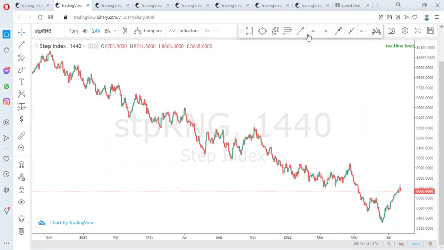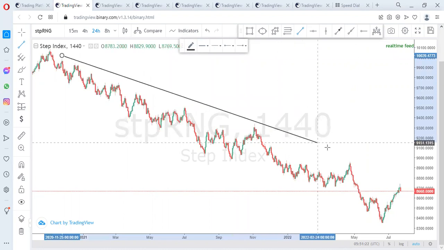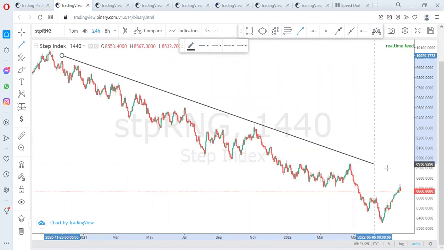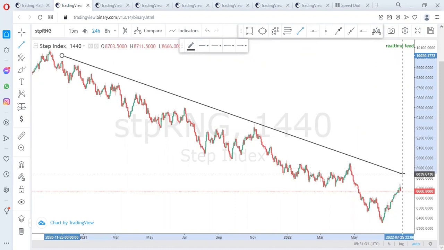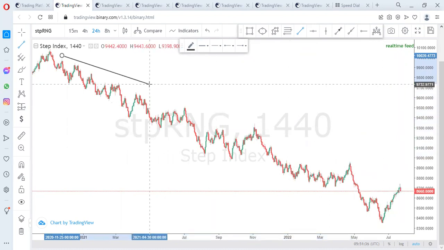If you look at step index from the higher time frame, this is TradingView on binary.com. It doesn't show us beyond daily time frame, but if you have access to your MetaTrader 5, you'll be able to see weekly and monthly on step index. You realize we've been having a series of downtrend.